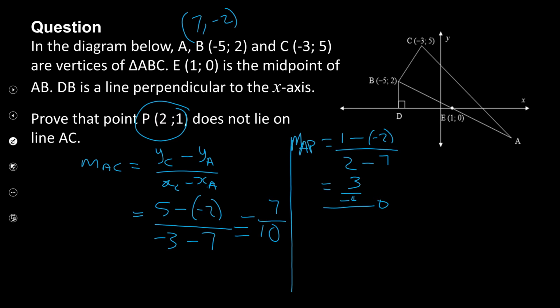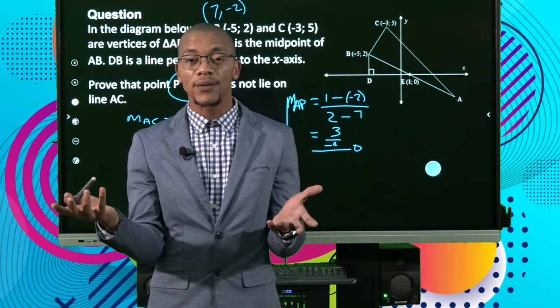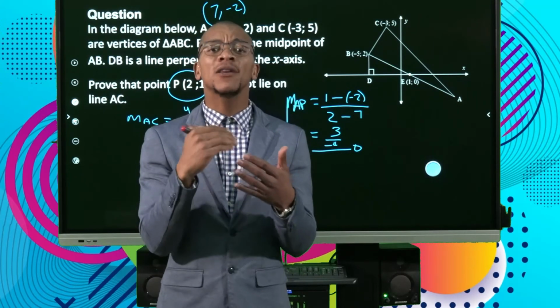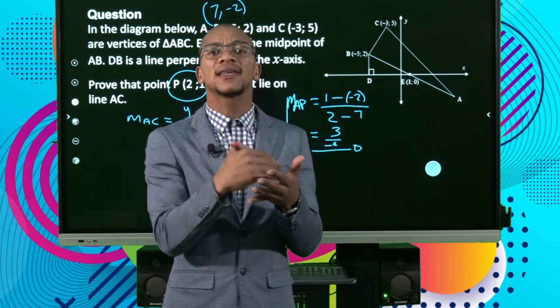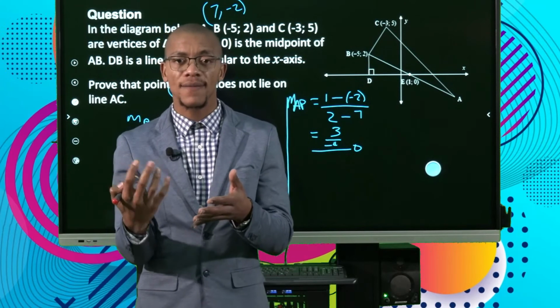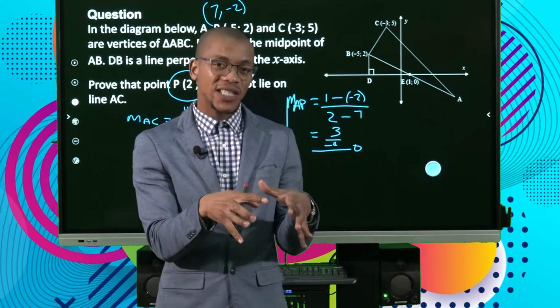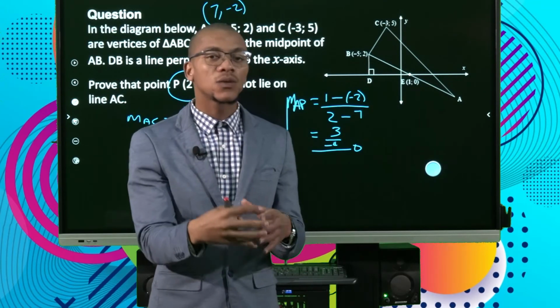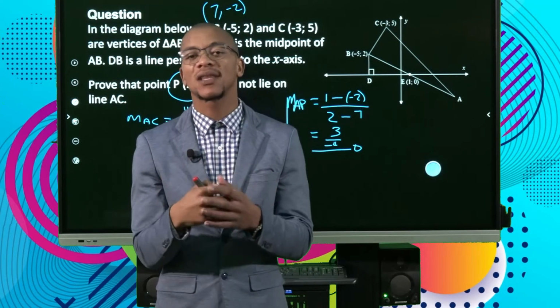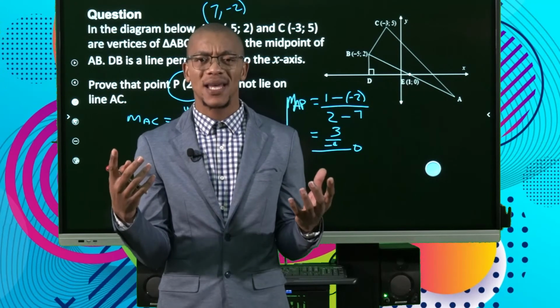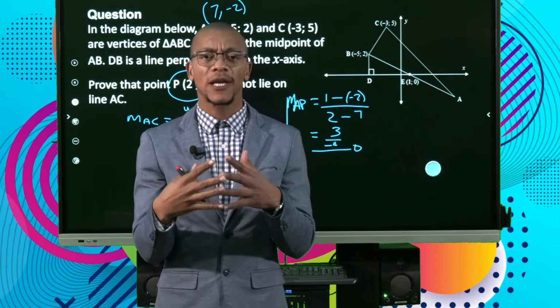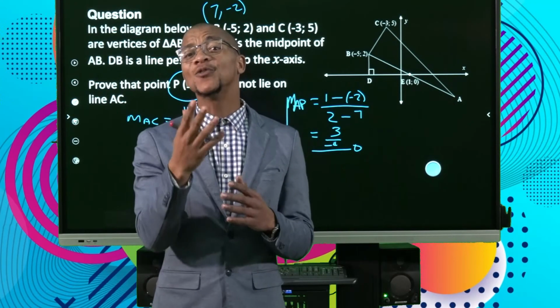So one way is to find the gradient of AC and then find the gradient of AP, right? They must be the same, because if P lies on that line, it means they are collinear with one another. Or you can find the gradient of AC, find the equation of AC, and then substitute the point. You will see the left-hand side won't equal the right-hand side. But that's a longer way of doing it. It's one of the ways that you guys can try.